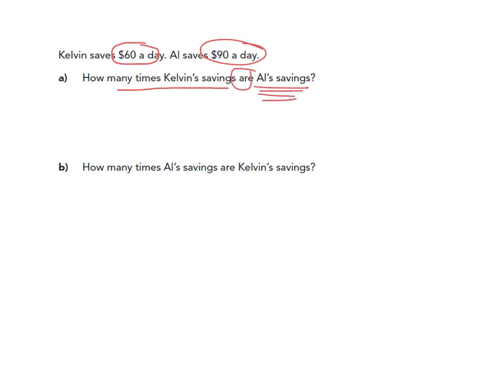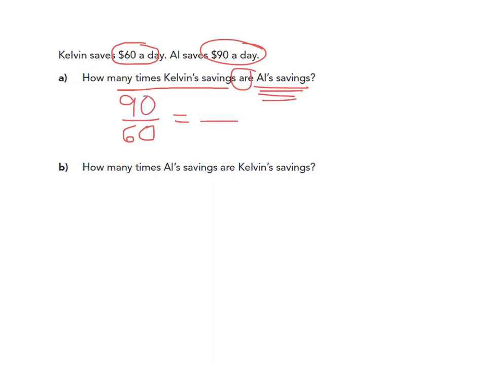So what it's saying is that Al's savings is a piece of Kelvin's. So a piece of something or a part of something always goes on the top part of a fraction. So how many times Kelvin's savings is Al's? So Kelvin's the whole. How much is Al a part of that? Well, he's 90 out of a whole of 60, which is improper, but we leave it that way.